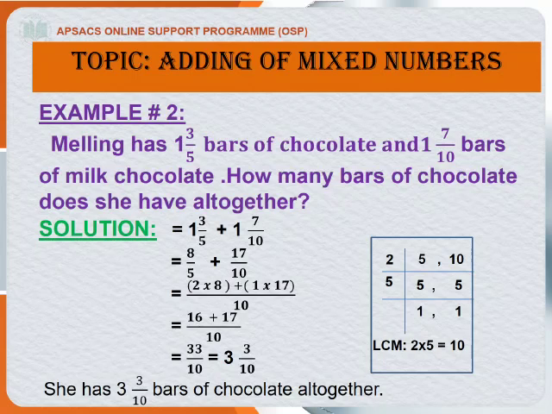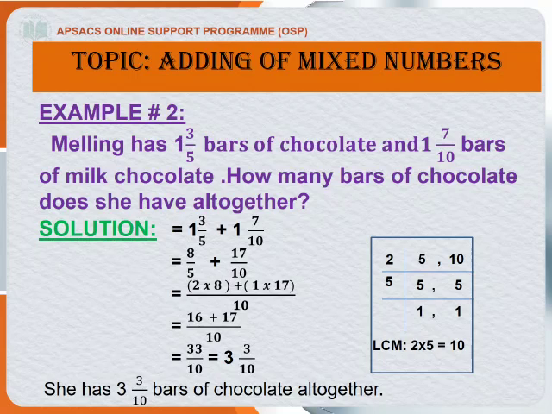Look at fraction 1. Denominator is 5. 5 2s are 10. So 2 multiply with 8. Make bracket, plus sign, another bracket. Denominator is 10. 10 ones are 10. So 1 multiply with 17 because 17 is the numerator. The next step, 2 8s are 16 plus 17 ones are 17. Now 16 plus 17 equal to 33.